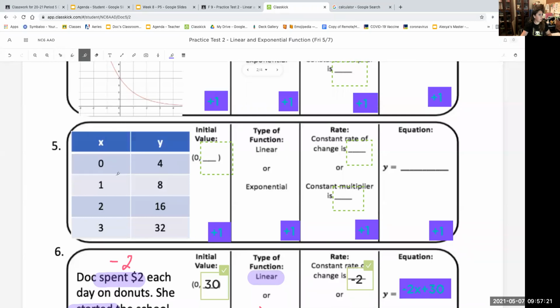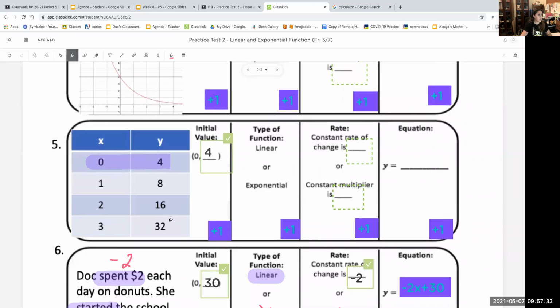Again, we can figure out a couple of these. Initial value is when x is 0. So I know this is 4. I can't figure out linear versus exponential until I figure out the pattern. So my numbers are getting bigger. So that means either I can be adding or I can be multiplying. What would I do to 4 to get to 8? Well, I can add 4 or I can multiply by 2. If I add 4 here, this should be 12, not 16. So these do not work.